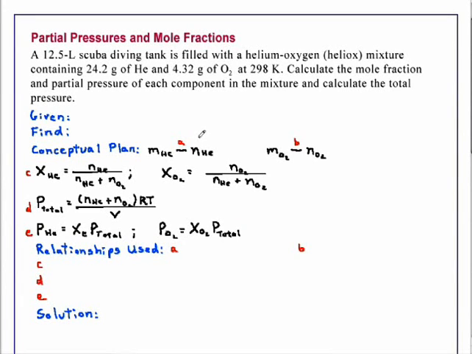Partial pressures and mole fractions. A 12.5 liter scuba diving tank is filled with a helium-oxygen heliox mixture containing 24.2 grams of helium and 4.32 grams of oxygen at 298 K. Calculate the mole fraction and partial pressure of each component in the mixture and calculate the total pressure.